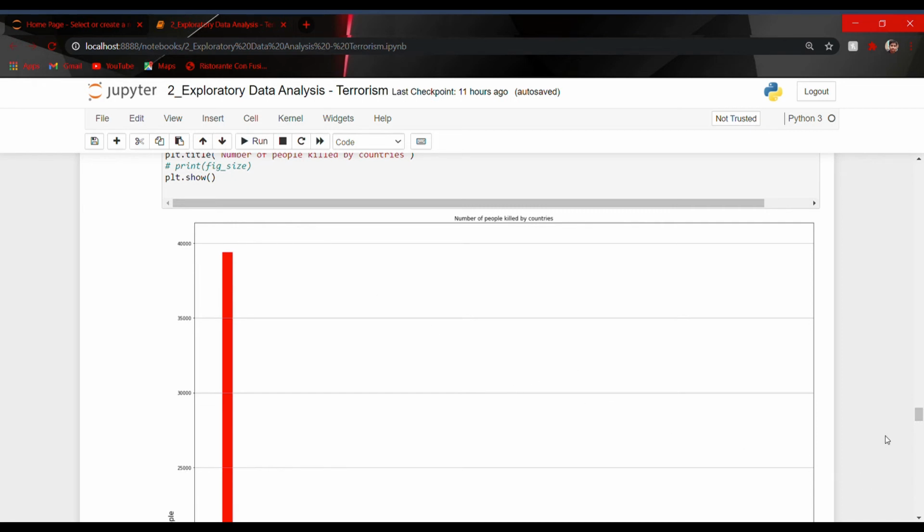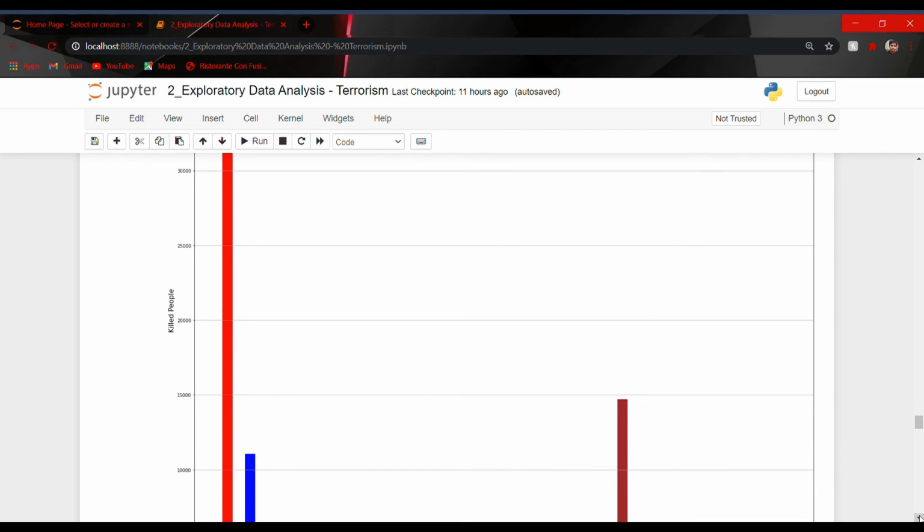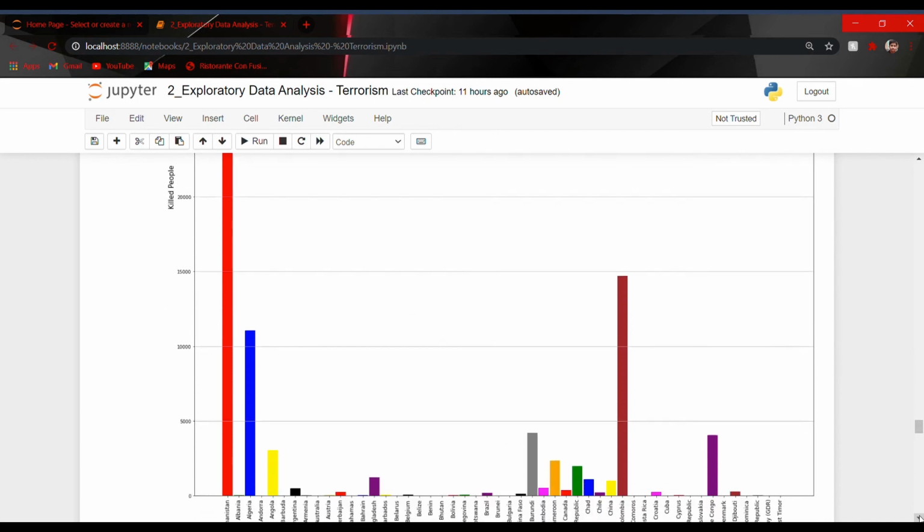As I told you, as a defense analyst we will be finding out the red zones where terrorist attacks have been happening most of the time. So as a defense analyst, we can put Afghanistan in the red zone and we can increase the security of that region in order to reduce terrorist attacks. That's what basically defense analysts do.